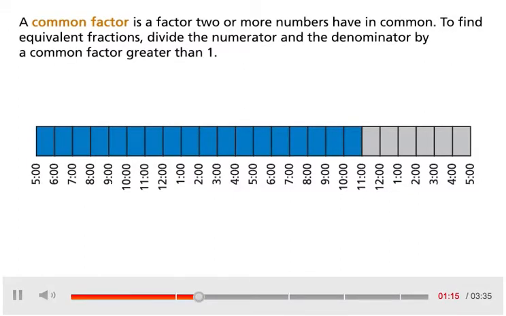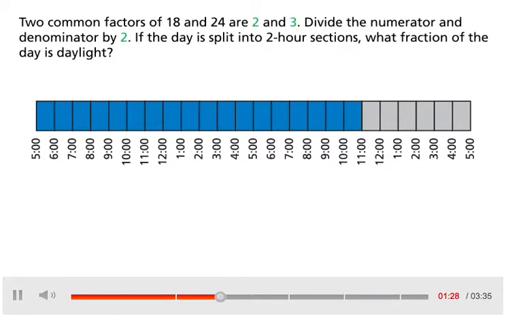A common factor is a factor two or more numbers have in common. To find equivalent fractions, divide the numerator and the denominator by a common factor greater than 1. Two common factors of 18 and 24 are 2 and 3.